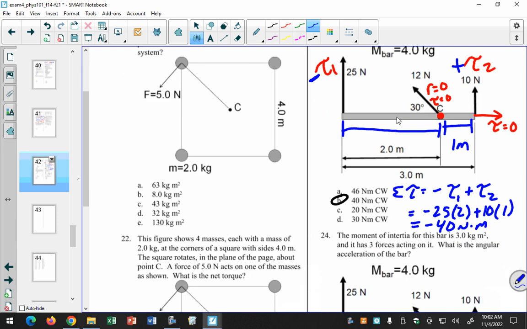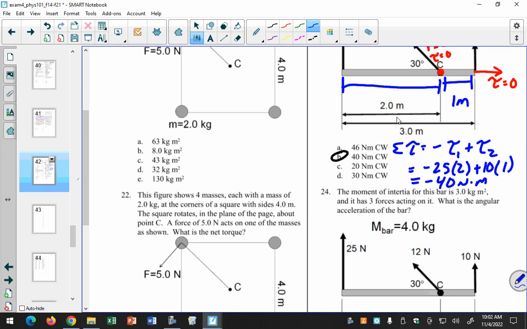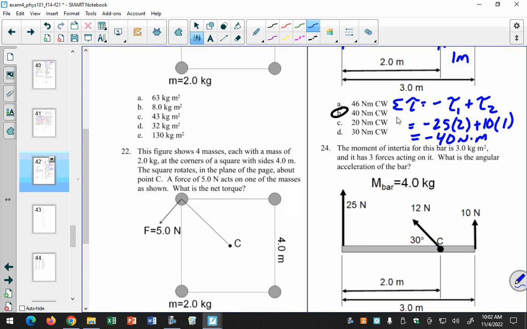And then the next part is finding the angular acceleration of this bar. Now I give you the moment of inertia right here. In fact, this bar is not in our equation sheet because the bar that we have in the equation sheet rotates about an axis in the middle. So you could calculate the moment of inertia of this bar, but you have to integrate over the length of the bar. I'm not going to make you do that.